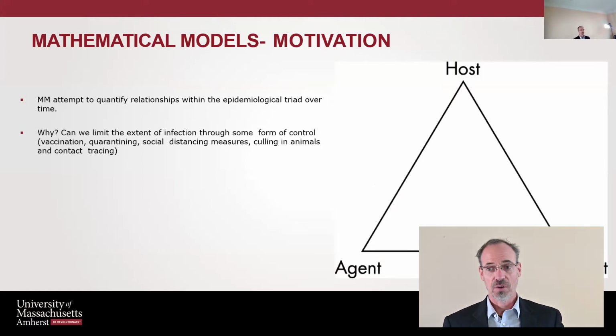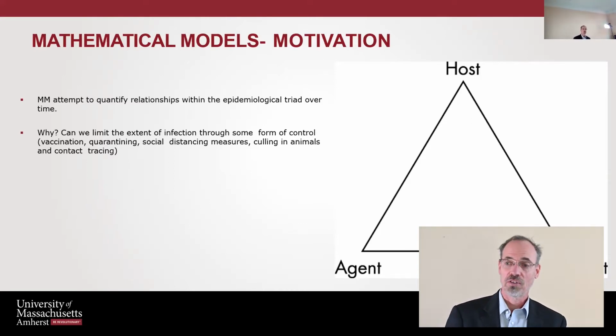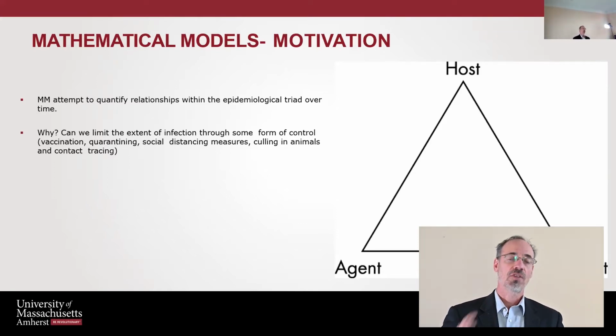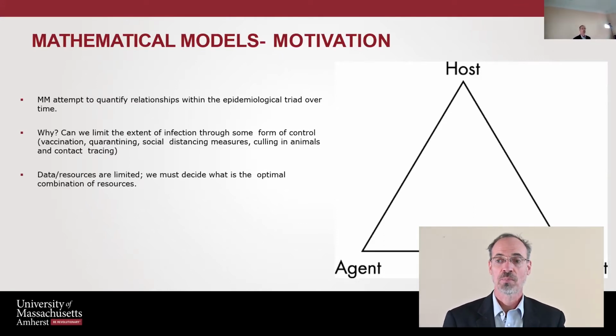Why do we do this? We might want to limit the extent of infection through some form of control. Models can allow us to develop strategies of vaccination, quarantining, social distancing measures, culling in animals, contact tracing. Basically, it allows us to set up a framework where we're able to pull the levers on different aspects of the transmission cycle, so that we can see what happens. We can model what happens in the future, for example.